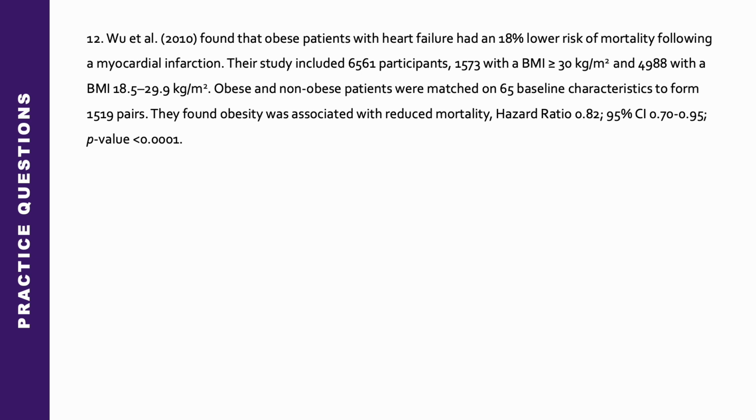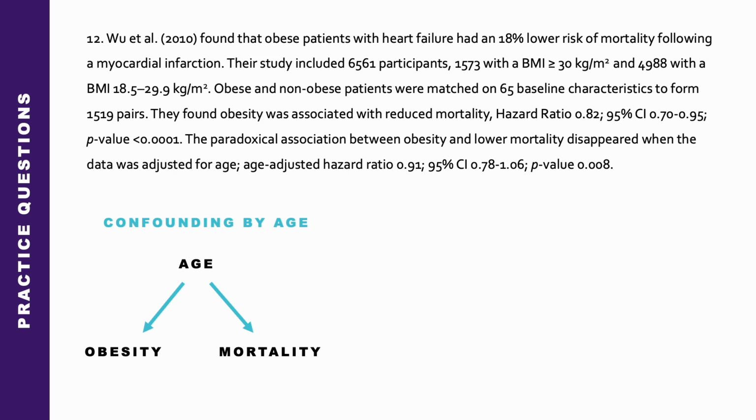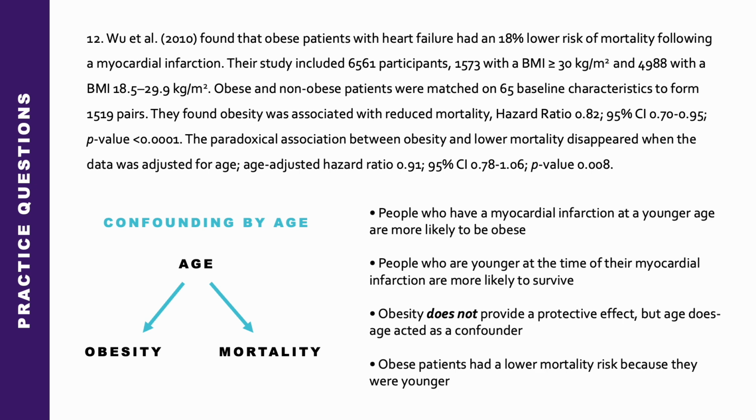What do you think might be going on here? In this real-life example, the paradoxical association between obesity and lower mortality disappeared when the data was adjusted for age. Wu and colleagues found an age-adjusted hazard ratio of 0.91 with a 95% confidence interval of 0.78 to 1.06 and a p-value of 0.008. People who have a heart attack at a young age are more likely to be obese.